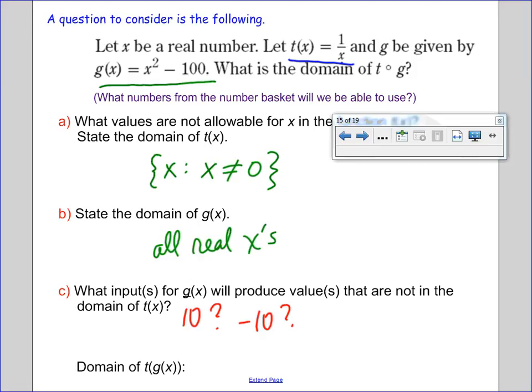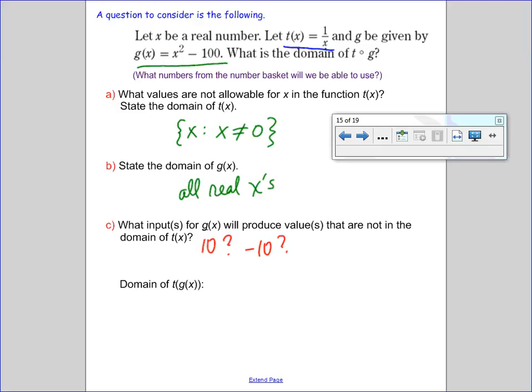So I can now state the domain of t of g of x. The domain of t of g of x is the set of all x values such that x does not equal 10 or negative 10. How can we write that? We could write that as the set of all x such that x does not equal, and we could just do plus or minus 10. That would be a nice succinct way to write that.